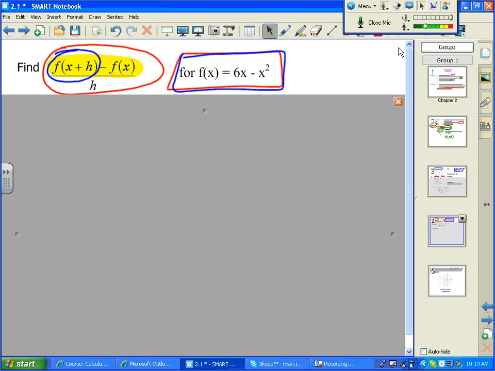Bailey, you okay with this? Yeah. It's nothing different than plugging in a number. Let's say I actually plug in 3. You plug in 3 wherever you saw x. But now I'm asking you to plug in x plus h, wherever you see x. And yes, you might have to FOIL something here.